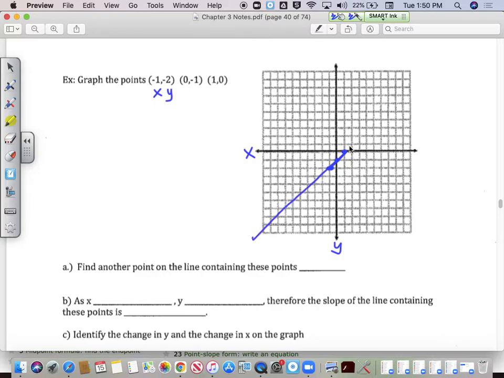But these 3 points create a line that goes on, which we will eventually be finding equations to these lines. And these 3 points have a certain type of steepness. They have a certain slope.